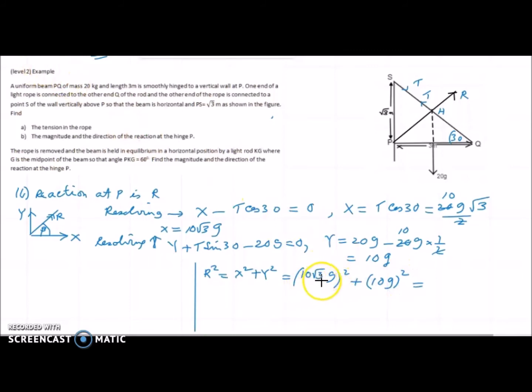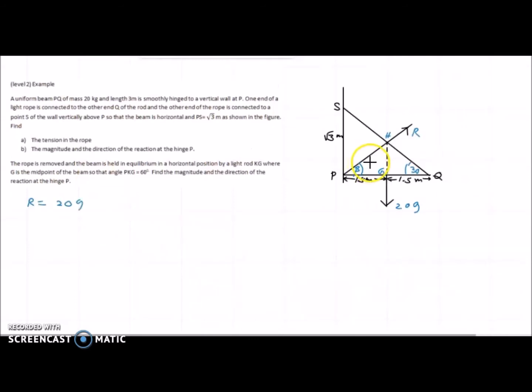When we square this, we get 300g squared plus 100g squared. That is 400g squared. R squared equals 400g squared. So, R equals the square root of this, that is 20g. R equals 20g newtons. I have found out the magnitude of R, that is 20g.